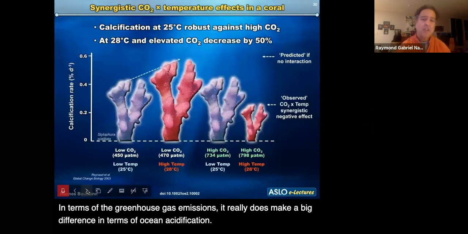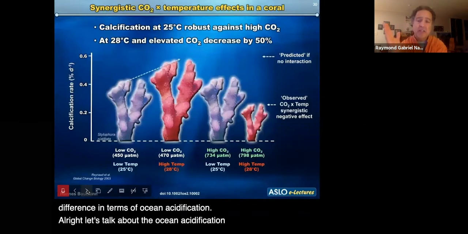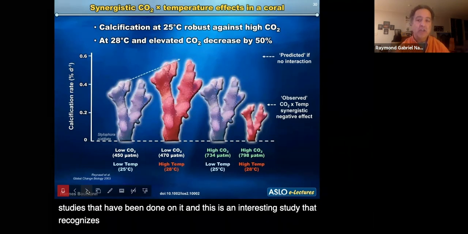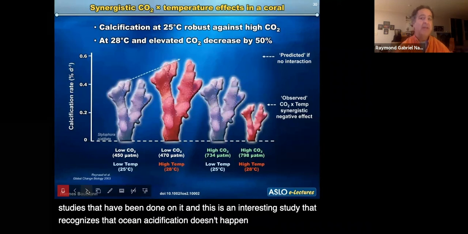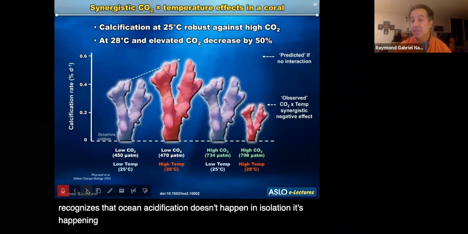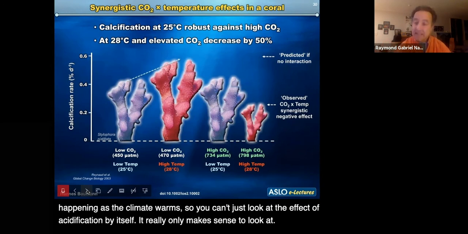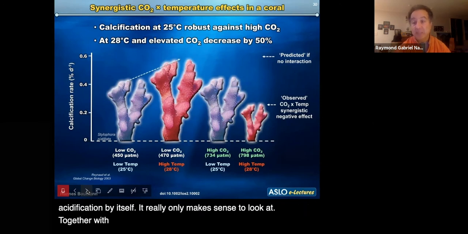All right, let's talk about ocean acidification. There have been a lot of studies done on it, and this is an interesting study that recognizes that ocean acidification doesn't happen in isolation. It's happening as the climate warms. So you can't just look at the effect of acidification by itself. It really only makes sense to look at it together with temperature change, and the warming itself is going to have an impact.